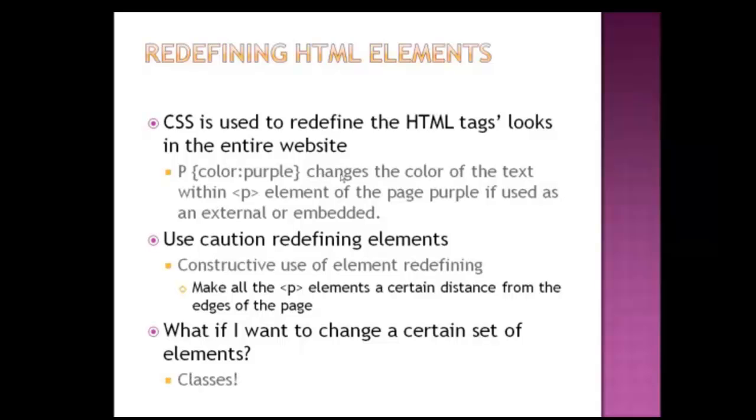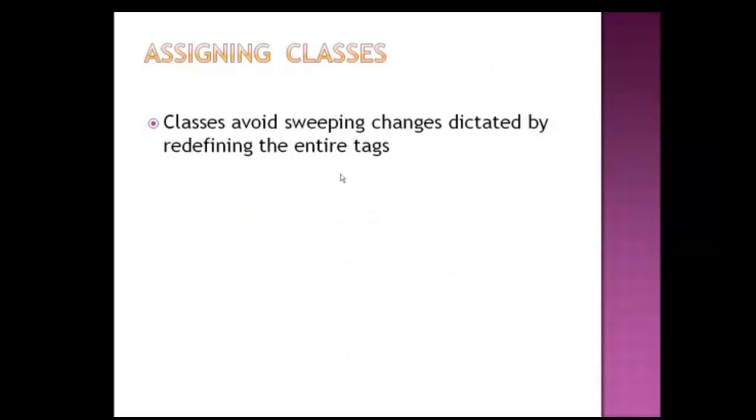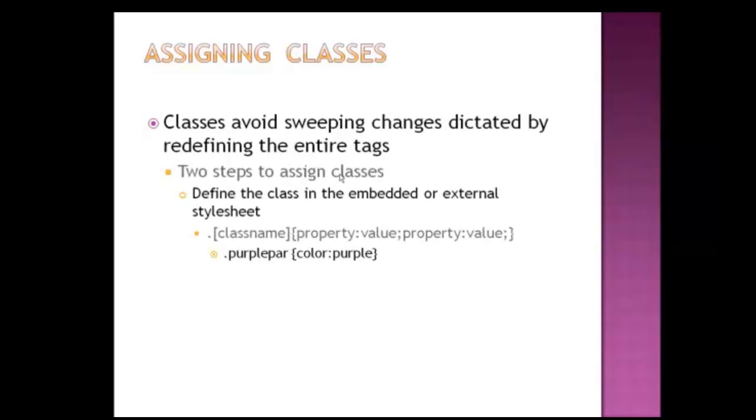By assigning classes, we would basically balance the sweeping power of the CSS and the limited power of inline formatting. And these classes basically avoid the sweeping changes that are applied to your formatting by cascading style sheets. There are two steps to assign classes. Remember when I said that I want a couple of paragraphs to be purple? The first step is to define the class in an embedded or an external style sheet.